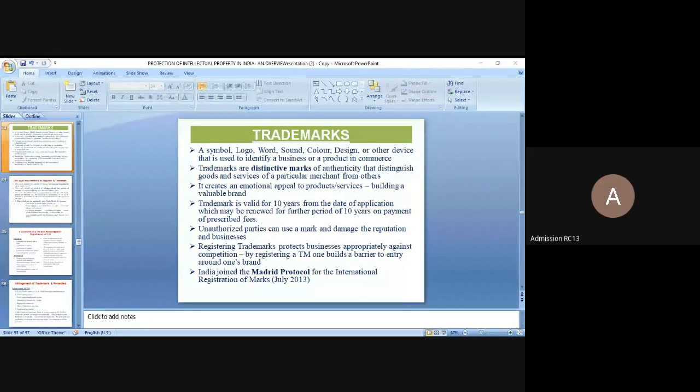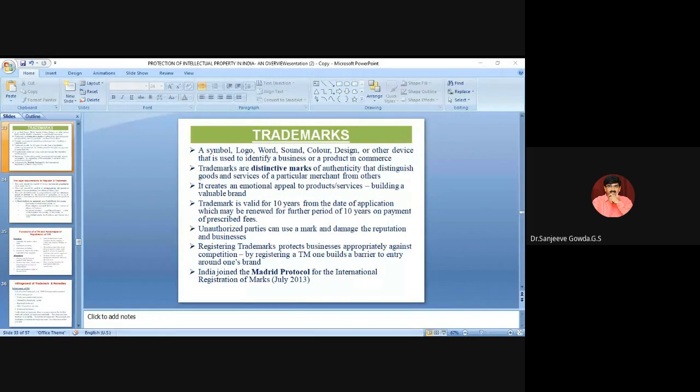The legal requirements to register a trademark, as per the Trademarks Act 1999 in India: the mark should be capable of being represented graphically, that is, in a paper format. Then only is it qualified to be registered as a trademark. Then the mark should be capable of distinguishing the goods or services of one undertaking from those of others. That is another legal requirement, so each and every mark must be distinctive.